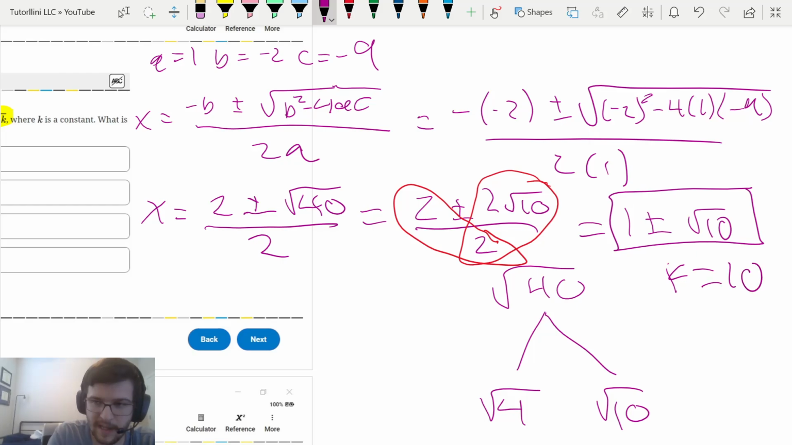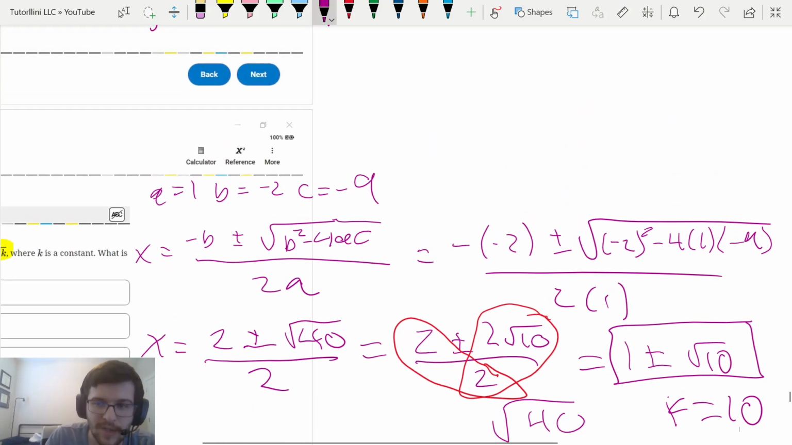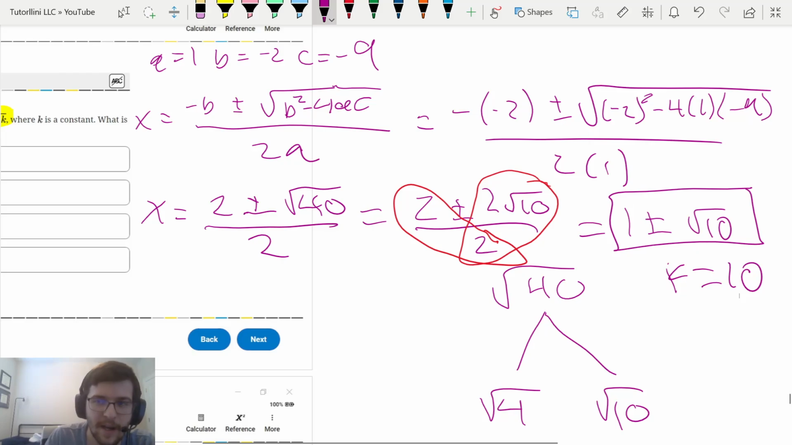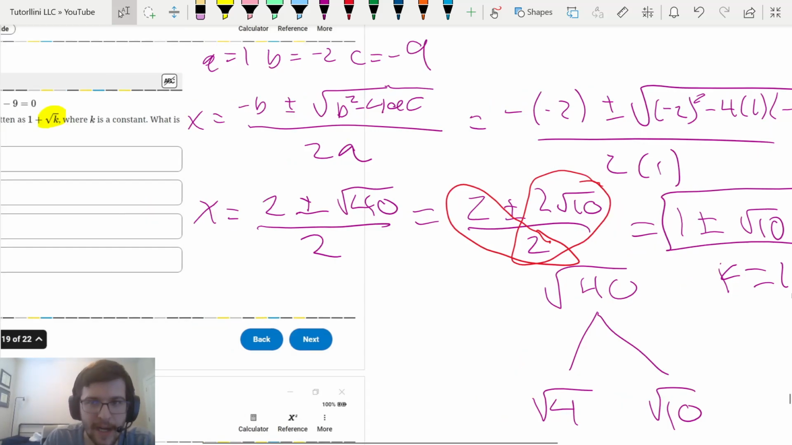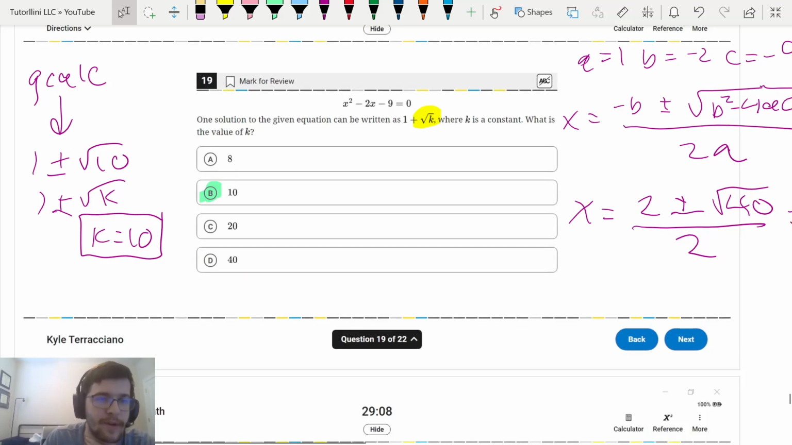But man, wasn't that a lot more work? And I feel like a lot of kids would have messed this up. Anyway, I highly recommend you get a calculator program that can give it to you, not just a decimal, that can give it to you in the square root form, because they're never going to have you do the decimal on the SAT. They want it in the square root form.